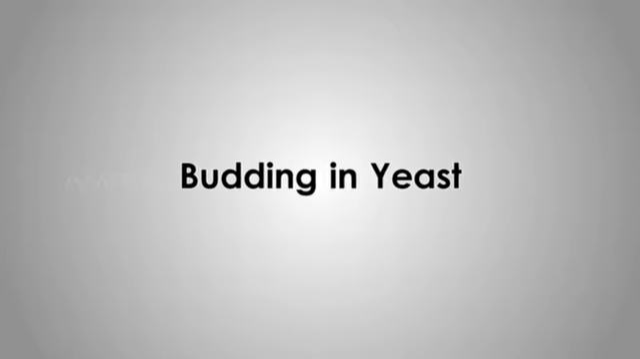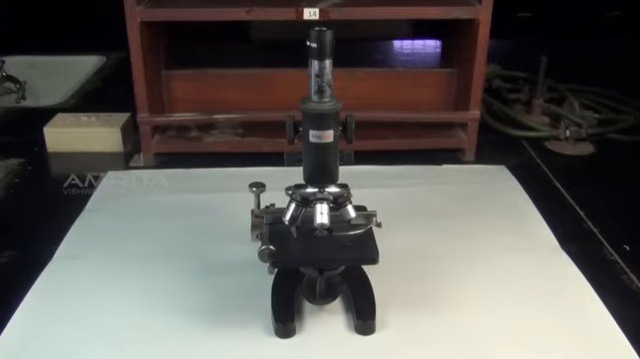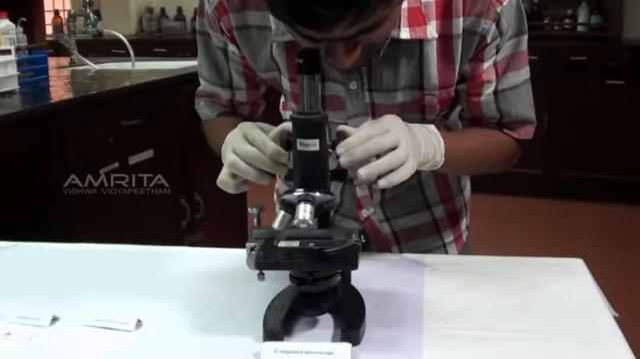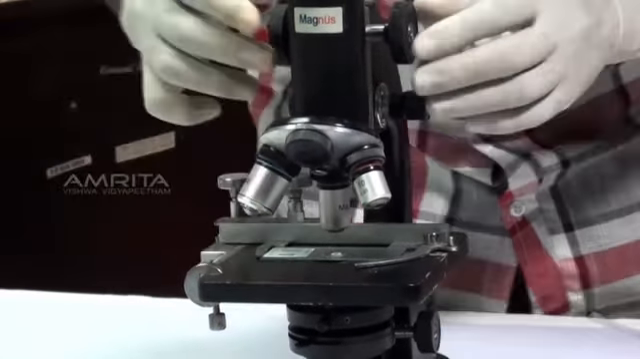Budding in yeast. Materials required: a permanent slide of budding in yeast and a compound microscope. Procedure: take the permanent slide of budding in yeast and place it on the stage of the compound microscope. Observe the different phases of budding in yeast through the lens of the compound microscope.